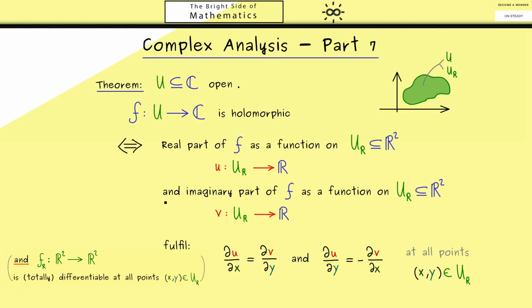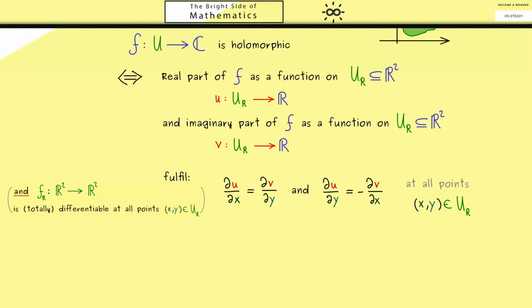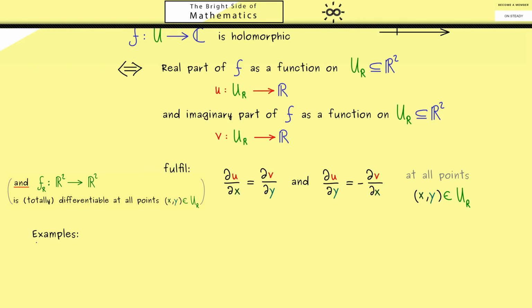Now in this video I want to show you concrete examples. And I would say, let's immediately start with a very simple one. So let's take the complex function f from C to C, given as the identity. Which means the number z is simply mapped to z again.